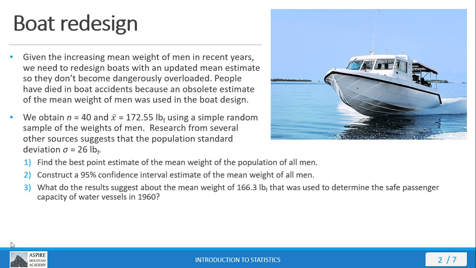First, we're asked to find the best point estimate of the mean weight of the population of all men. Second, construct a 95% confidence interval estimate of the mean weight of all men. And third, what do the results suggest about the mean weight of 166.3 pounds that was used to determine the safe passenger capacity of water vessels in 1960?